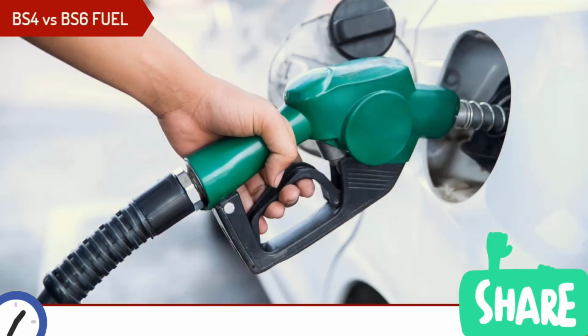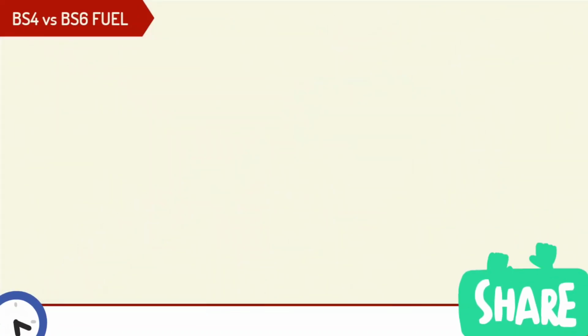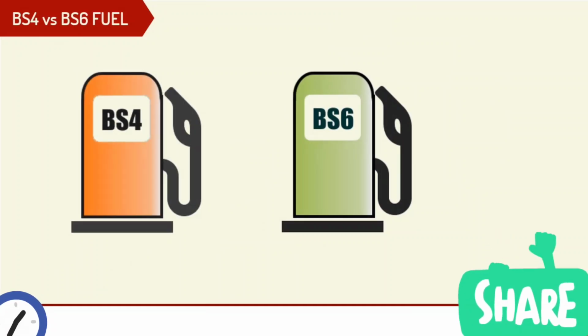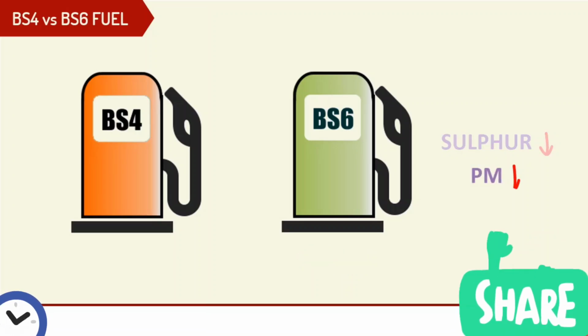Difference between BS4 and BS6 fuel. A major difference between BS6 and BS4 fuel is the sulfur content in BS6 fuel is 5 times lower, that is 10 ppm, as compared to the sulfur content in BS4 fuel, that is 50 ppm. BS6 diesel will release less particulate matter, that is PM, upon combustion. BS6 fuel is much cleaner fuel, while the lubricity is maintained same as BS4 fuel.